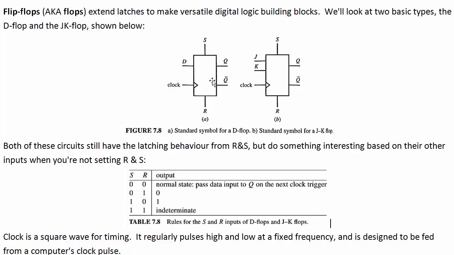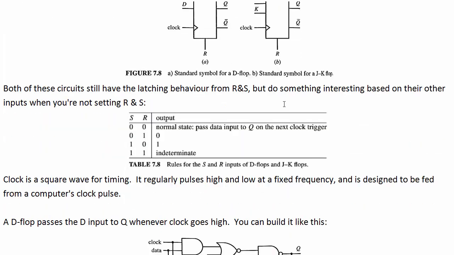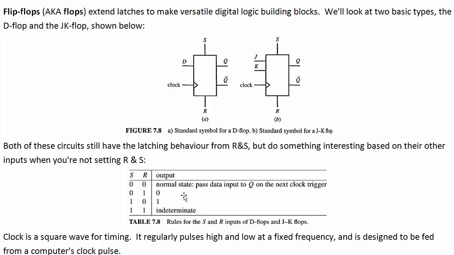So don't put S and R to 1 at the same time. Okay, so let's look at what exactly the D flip-flop does. Well, all it does is whenever the clock is a 1, if D is 1, it'll make Q equal to a 1. If clock is 1 and D is not 1, it'll make Q equal to 0. So whenever clock goes to 1, it passes D over to Q, and the inverse of that goes on to Q bar, unless S or R are set, in which case those override it.